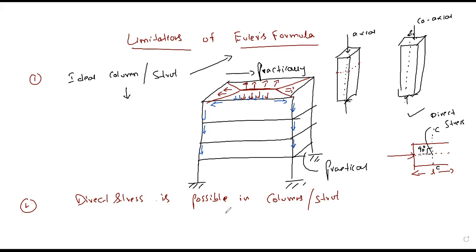So this is also one of the important limitations in Euler's formula, where only direct stresses are going to act in the column. Okay, which makes your column buckle. Understand? Or which makes your column reach a critical load or buckling load, to make your member buckle. So these are the two limitations of Euler's formula.